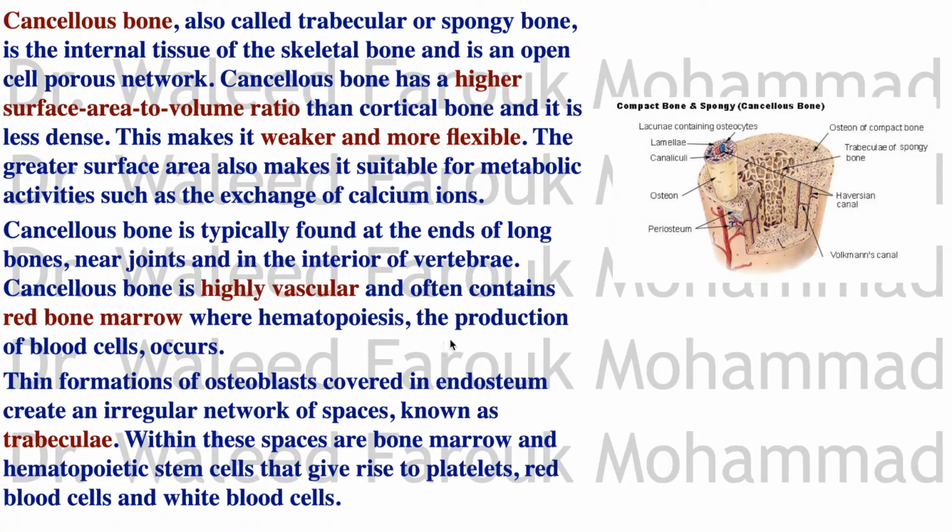Now, formations of osteoblasts covered in the endosteum inside the bone are arranged in a formation known as trabeculae. Within the spaces of the trabeculae are the bone marrow and the hematopoietic cells that give rise to the platelets, like the megakaryocytes, for example. Megakaryocytes are responsible for formation of platelets, and there are red blood cell precursors and white blood cell precursors.